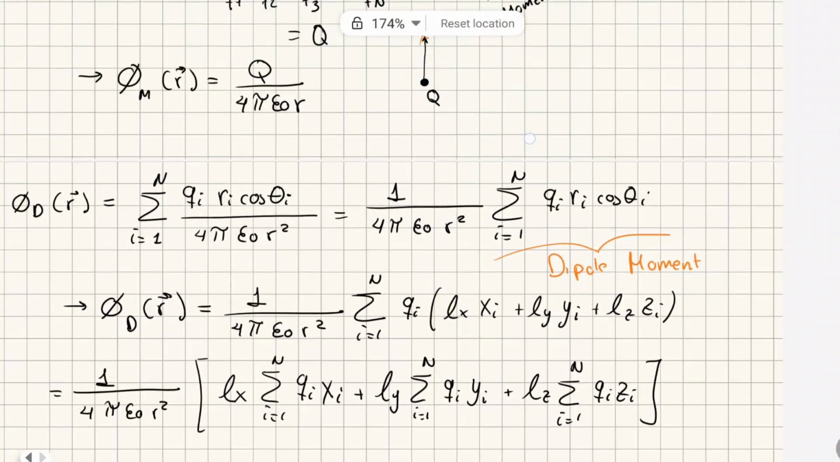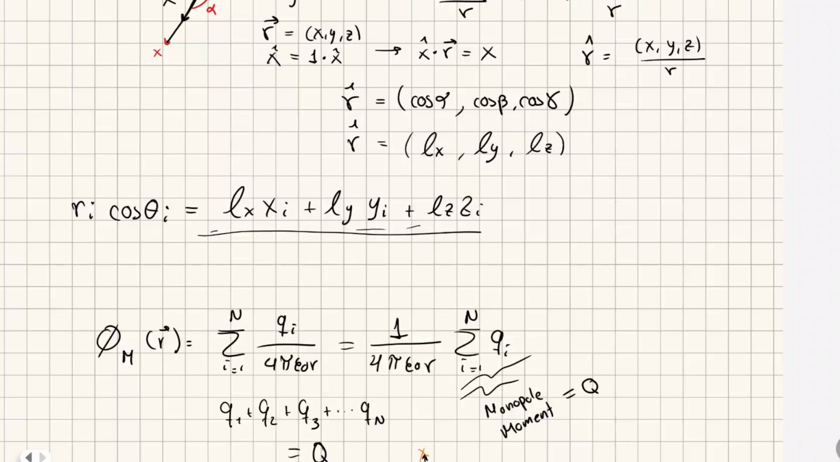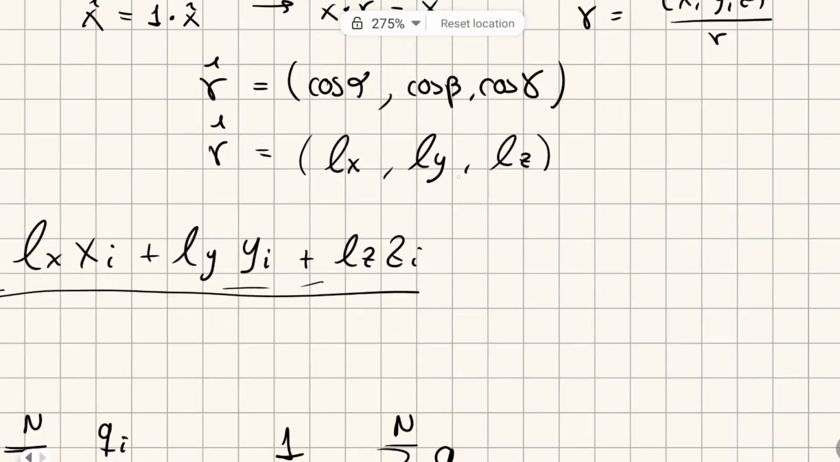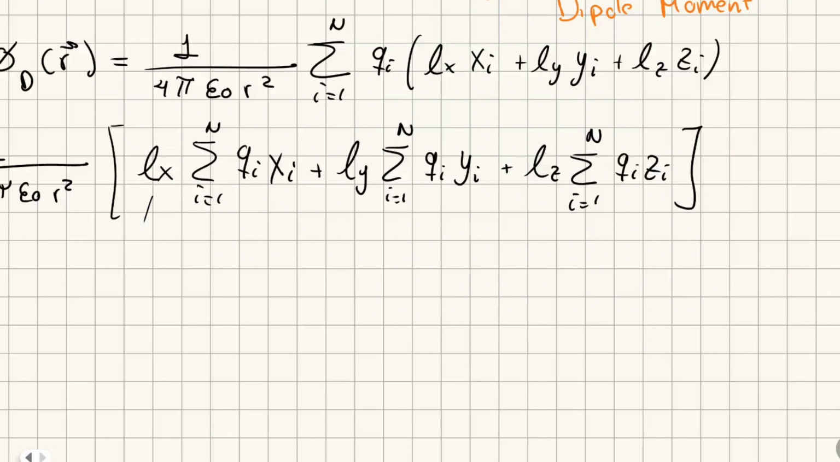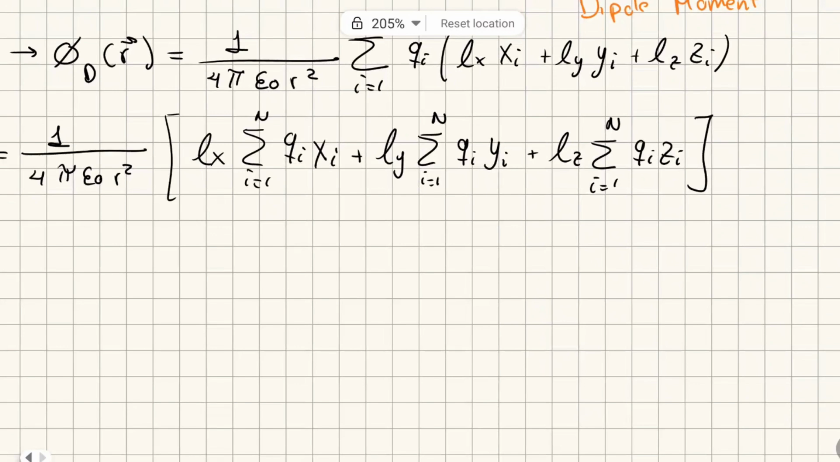Okay, perfect. So remember that we mentioned that Lx, Ly, Lz are the components of the unit vector r. So we have those components here, here, and here. If you see, it's kind of similar to a dot product between two vectors. I think it's not very hard to see. So we are going to express this as a dot product of two vectors. But what vectors are we going to introduce?